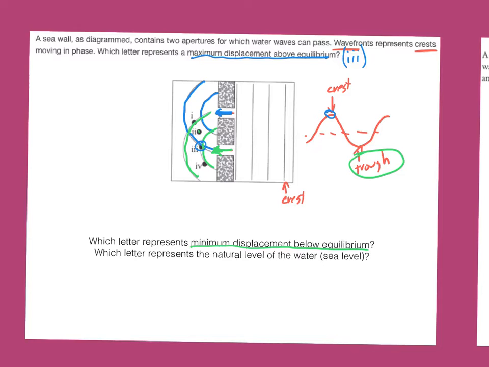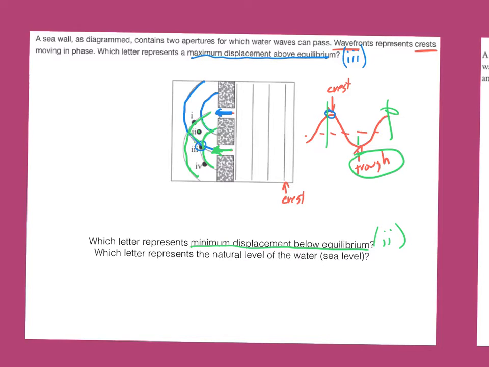That's a trough for the green one. It's also a trough right in the middle of the blue ones, right? The trough should happen halfway between your 2 crests. So therefore, II is going to be a position where the 2 troughs meet up.